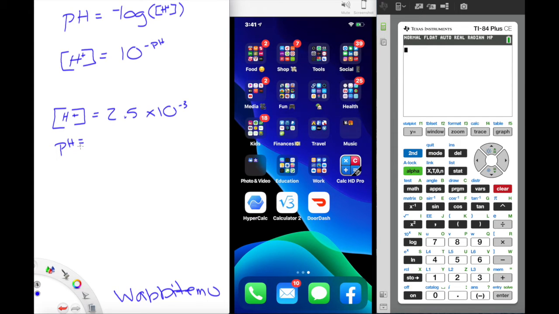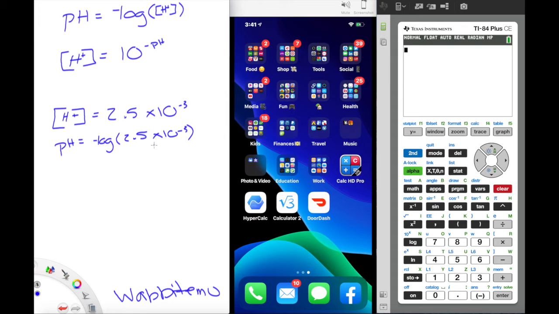Okay? And so if I'm plugging this into my calculator, I'm going to write it out like it would be in this equation. So I have negative log, and then some calculators will put the parentheses in there. If it doesn't, you want to put parentheses around this next part. And then I'm going to plug in this hydrogen ion concentration where it shows up in this equation up here. So I'm going to write 2.5 times 10 to the negative third. And I need to know how to put this in my calculator.